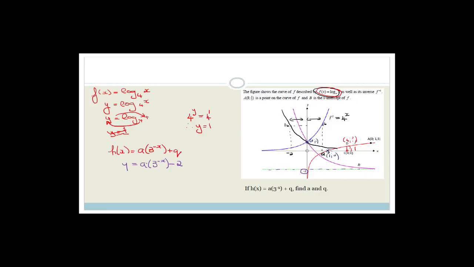So that's minus 2, and this is y. Now we want to find out the value of a. But we've got another point that h has gone through. It has gone through the point 0, 1. So when x is 0, y is 1. Using that, we can find a. So we can say 1 equals a times 3 to the minus 0 minus 2. But that's actually 3 to the 0, and anything to the 0 is 1. So we've got 1 is equal to a minus 2. Therefore, 3 equals a. Ta-da! That's how to do this question, which seemed totally unrelated to the others.